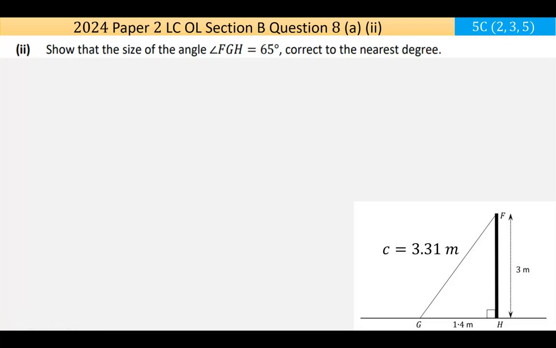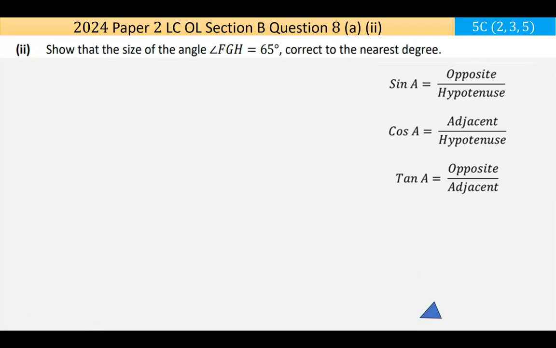Now, part 2, which is a 5 marker, says show that the size of the angle FGH is equal to 65 degrees. Now, it's the middle letter here, the G, that matters. So this is the angle they're talking about, FGH. You're trying to show that that's 65 degrees. Now, we know from the previous answer, you could have used 3.3. I used the unrounded figure of 3.31. It's still a right angle triangle, which brings us to the formulas for the trigonometric ratios.